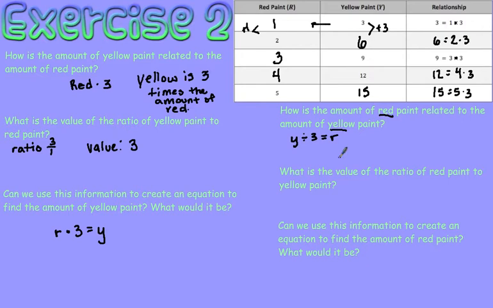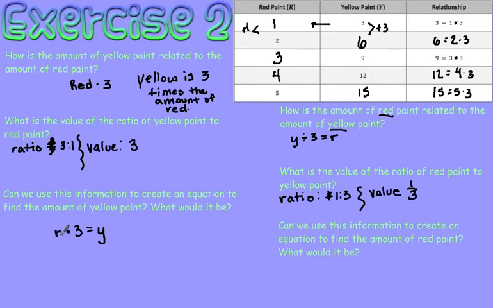Okay, so what I can do is look at my value. The ratio of red paint to yellow paint is 1 to 3. And actually I'm going to write it like this. I should have done that over here too, just so we know that it was written as a ratio. Then the value of that ratio we know is 1/3.